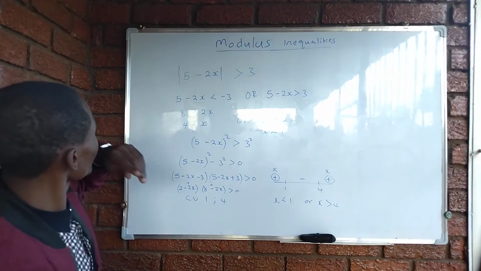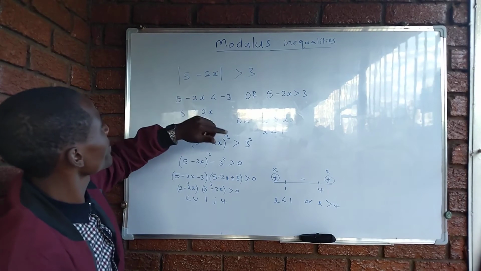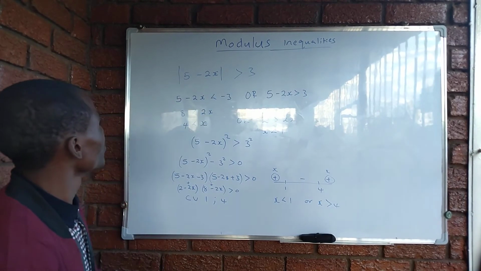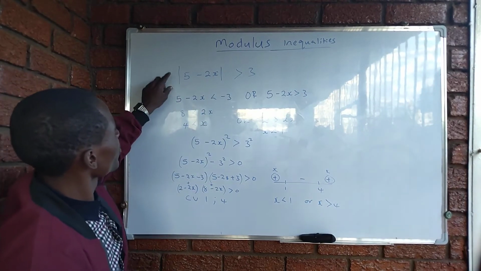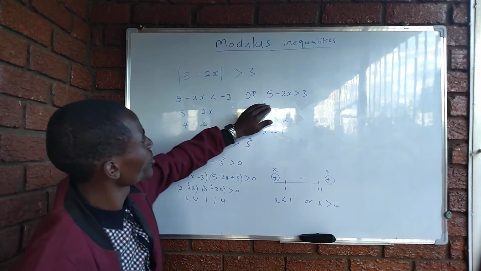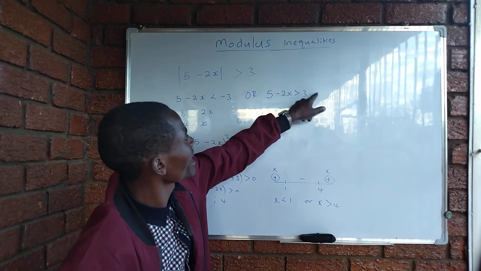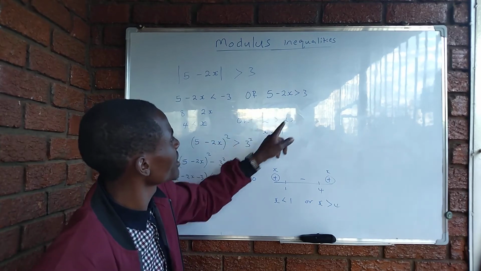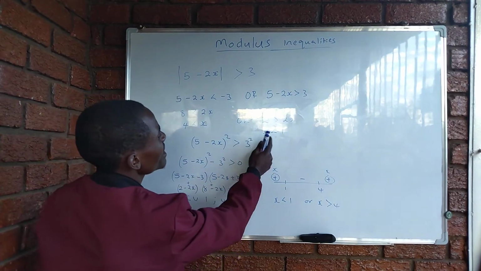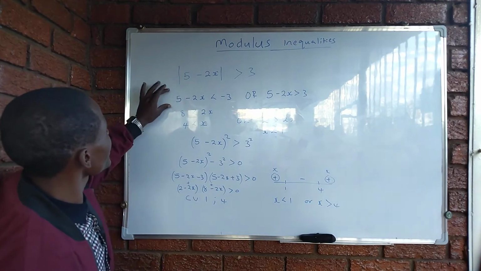Right. Given modulus 5 minus 2x greater than 2, we say plus or minus. In this case, the positive one is this. Solving here, 2x goes to the other side and 3 too, so we get 5 minus 3 which is 2 greater than 2x, then x is less than 1. Right? Then the negative case.